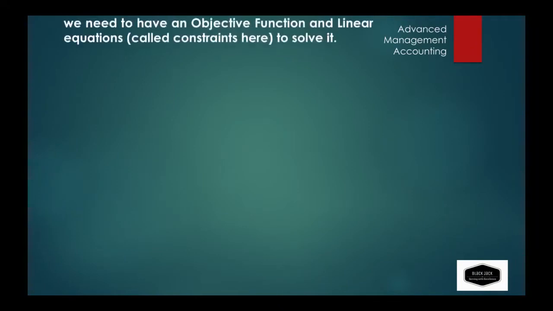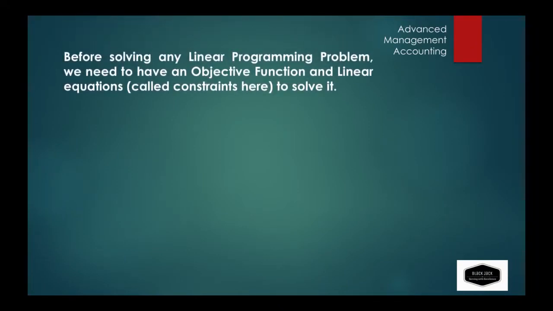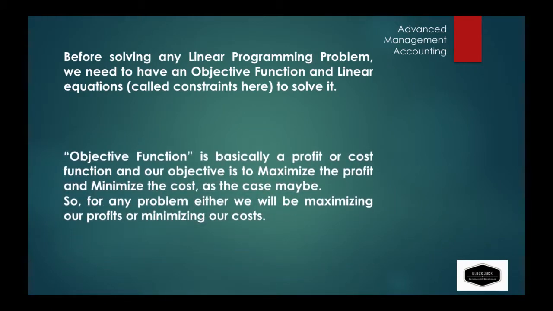Part 1, Solving the problem. Before solving any linear programming problem, we need to have an objective and linear equations called constraints to solve it. Objective function is basically a profit or cost function, and our objective is to maximize the profit and minimize the cost as the case may be. So for any problem, either we will be maximizing our profits or minimizing our costs.